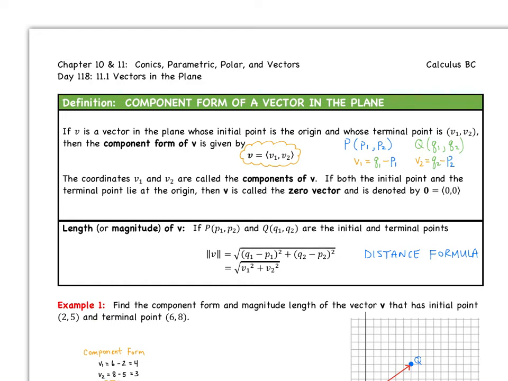Here we go, the last video of calculus. So this is 11.1, vectors in the plane.